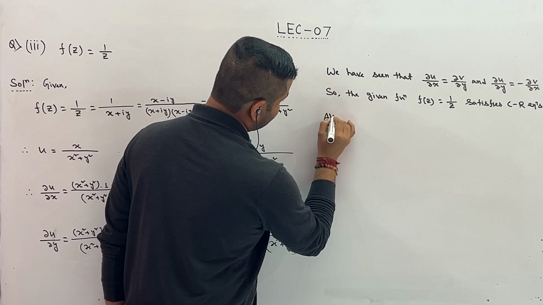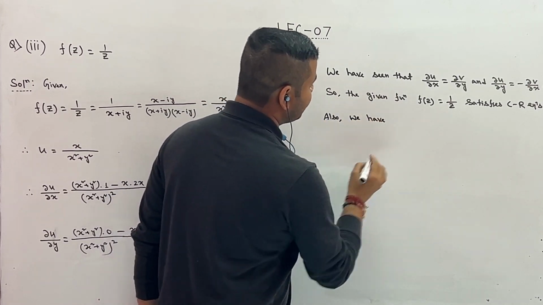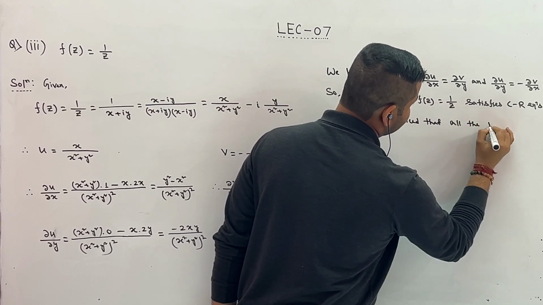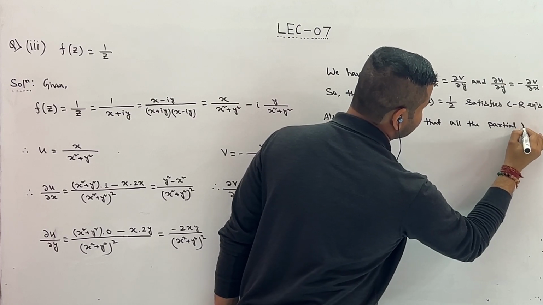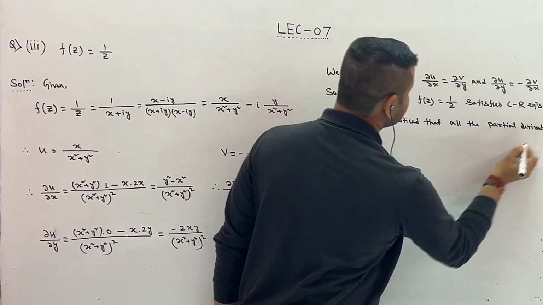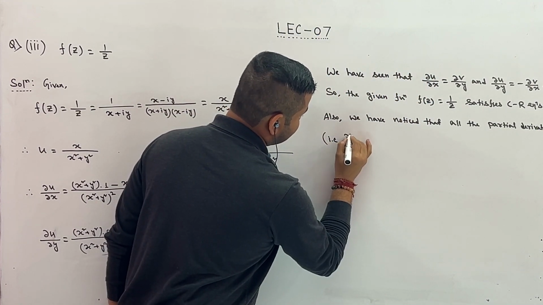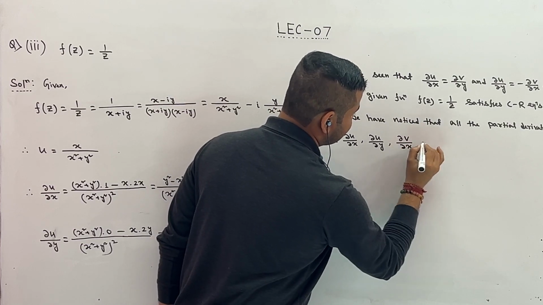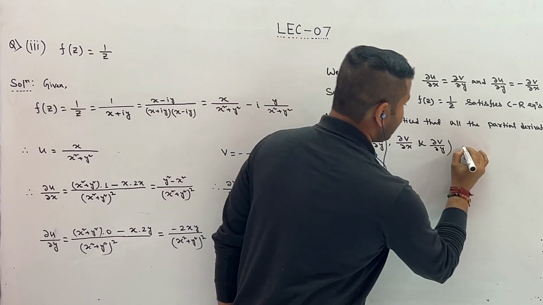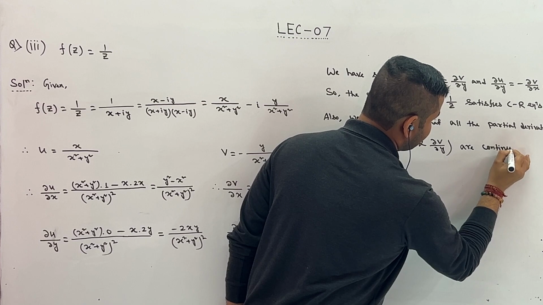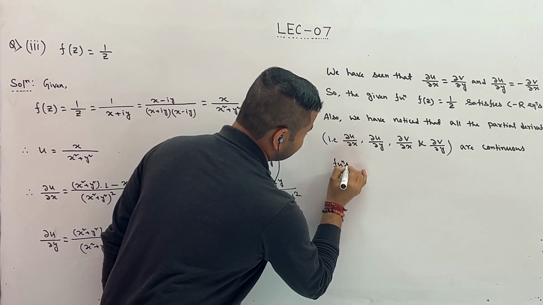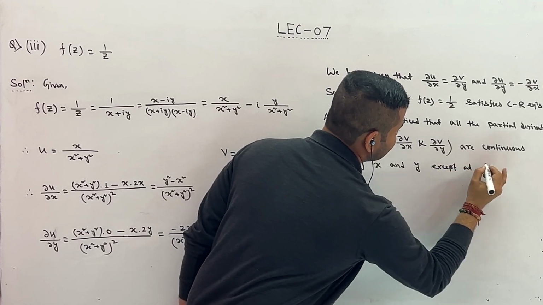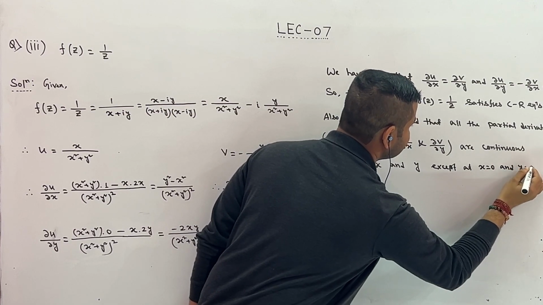Also we have noticed that all the partial derivatives, that is del u by del x, comma del u by del y, comma del v by del x and del v by del y are continuous functions of x and y except at x equal to 0 and y equal to 0.